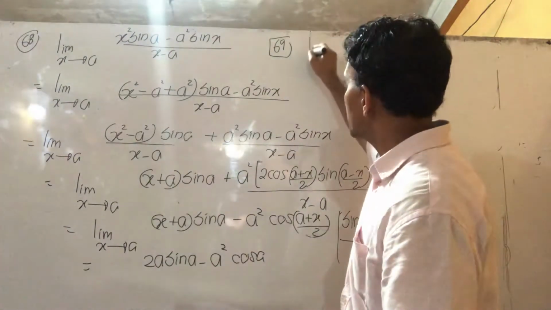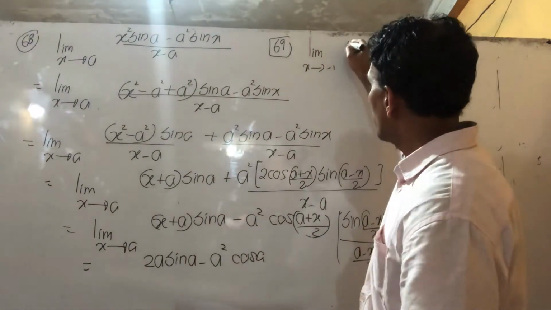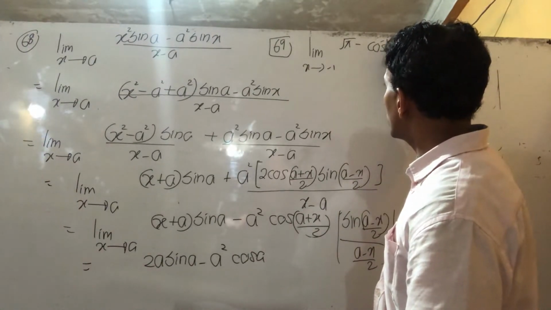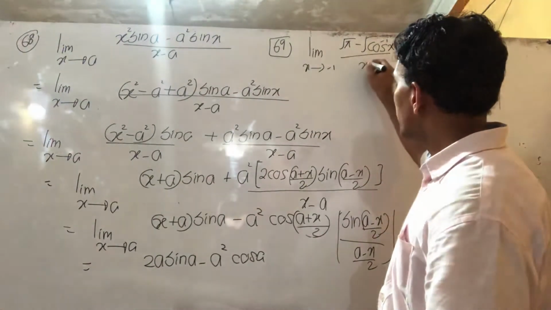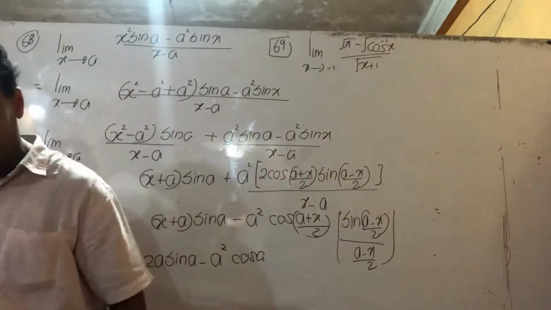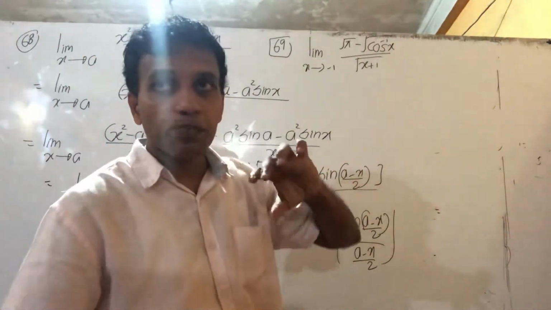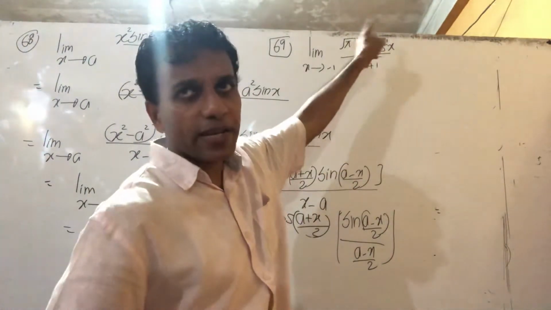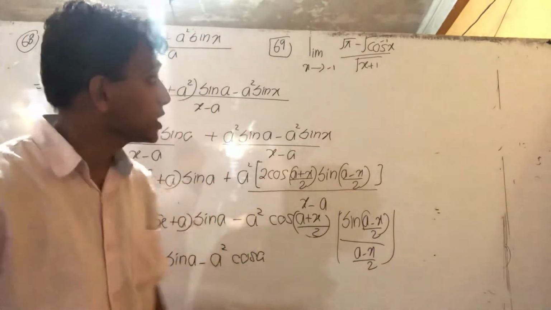Problem 69, limit x approaches minus 1, pi minus square root of cos inverse x, completely over square root of x plus 1. Find the answer when x takes minus 1. If you apply, what is cos pi? Cos pi is minus 1. Therefore, you apply this, pi minus pi cancels, 0, the denominator is also 0. So this is one of the indeterminate patterns, right?